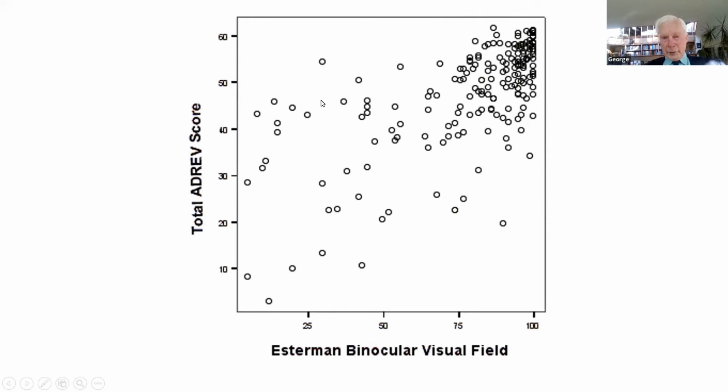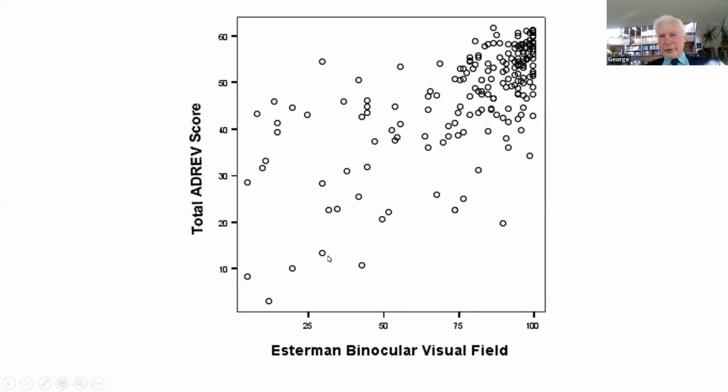Here's a person with exactly the same amount of field loss who can't do much at all. Here's a person who can do half the tasks, got a terrible field. Here's a person with a great field who can't do anything any better than this person over here with a terrible field.